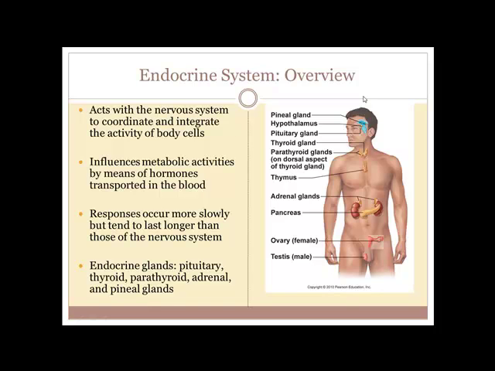The major glands that we're going to go through are the pineal gland, the pituitary gland, the thyroid gland with the four parathyroid glands just posterior to it, your adrenal glands, and we'll go through the gonads too.